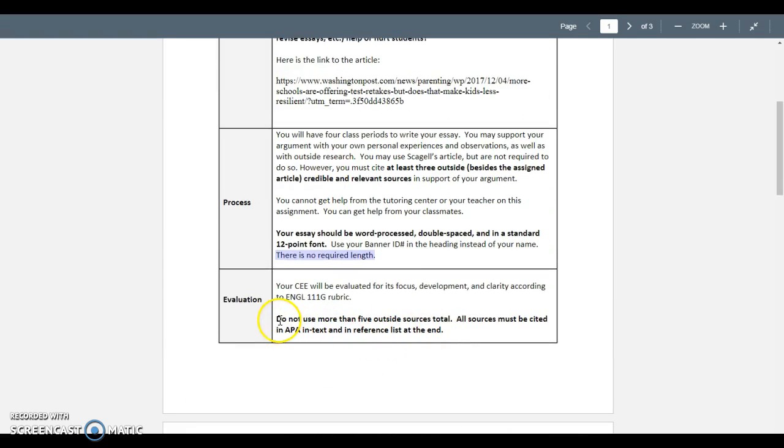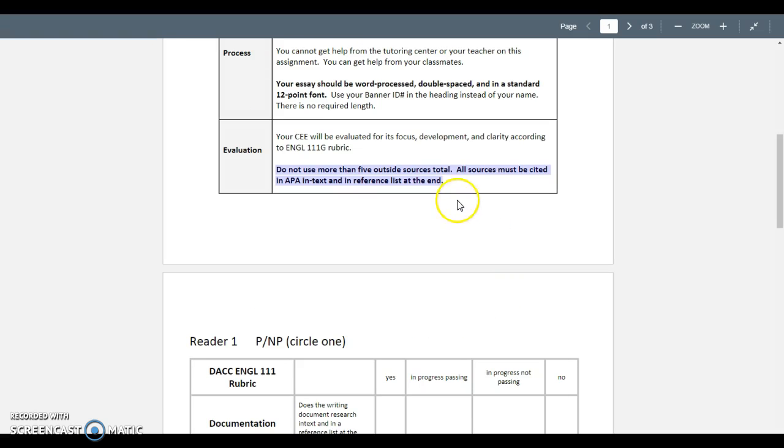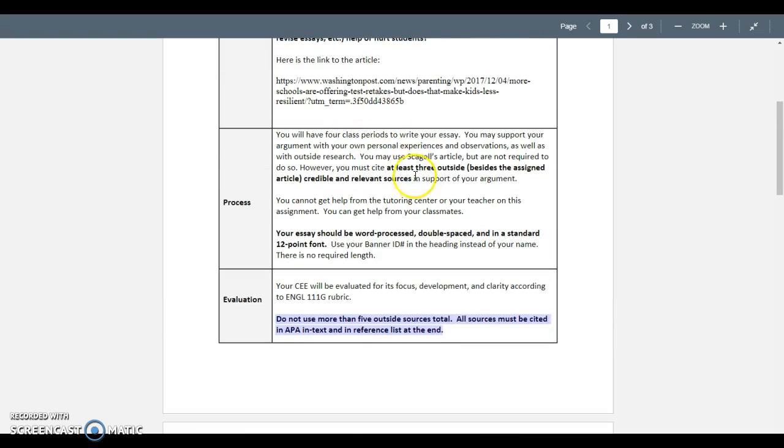And also keep this in mind, since I was mentioning sources earlier, do not use more than 5 outside sources. If you use more than 5 outside sources, this right here will automatically be in progress not passing because you did not follow instructions. So make sure that you read the instructions carefully.